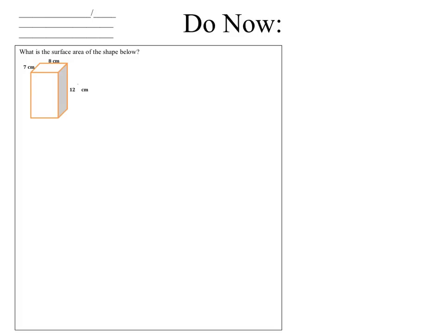Alright, as we look at our Do Now today, it asks what the surface area of the shape below is. There are really two different methods we can use to complete this task. One that we've talked about is finding the lateral area and then the area of the two bases.